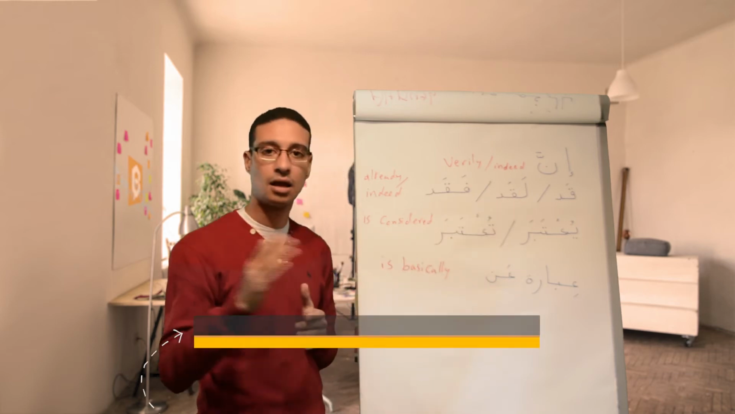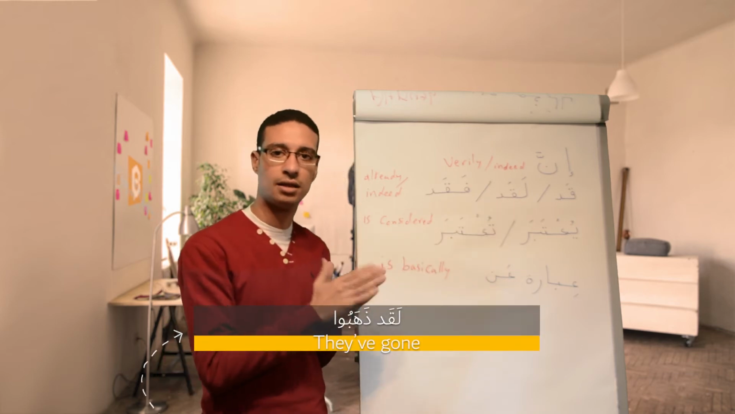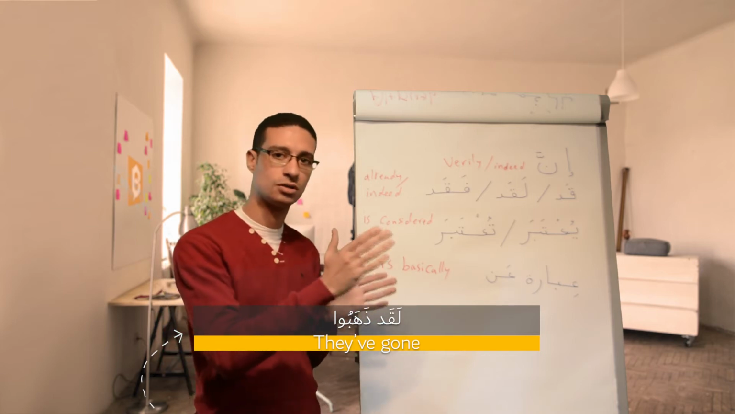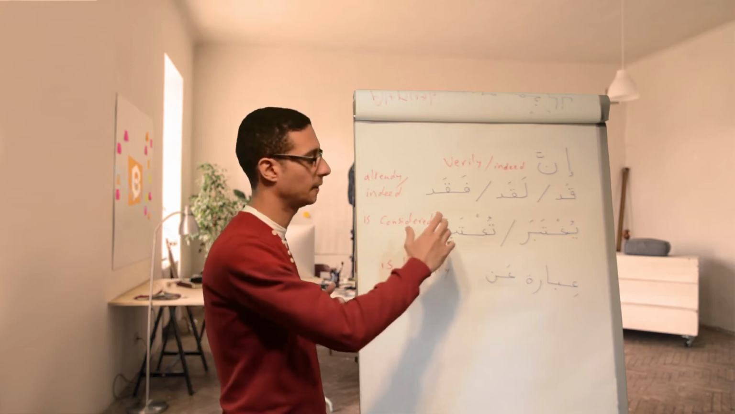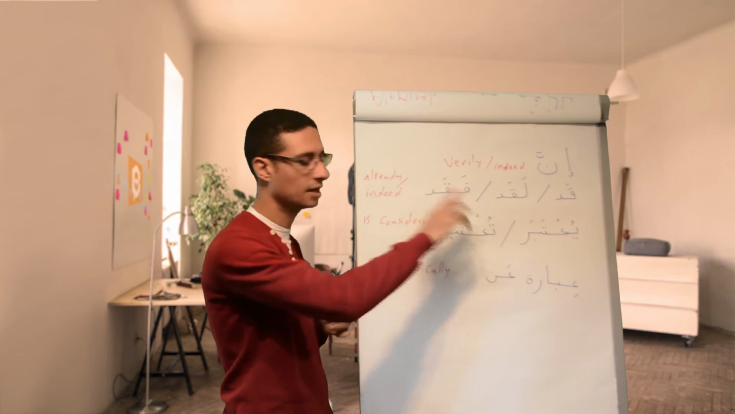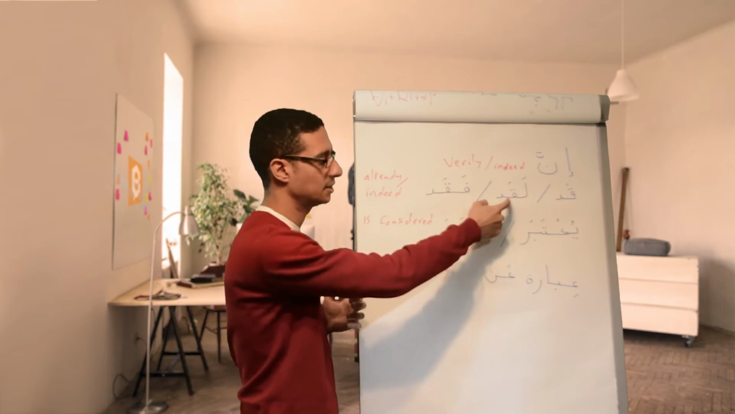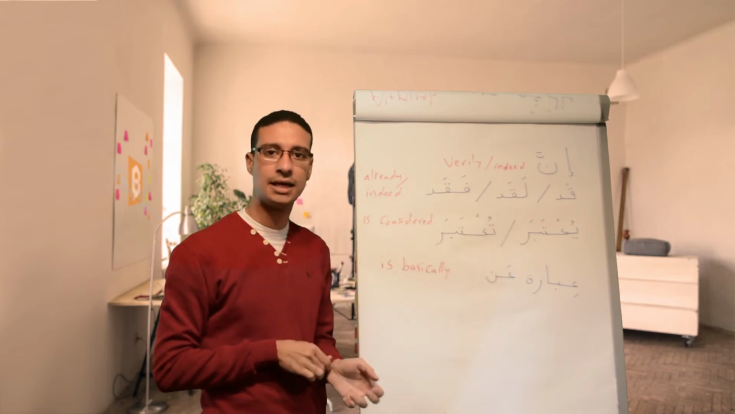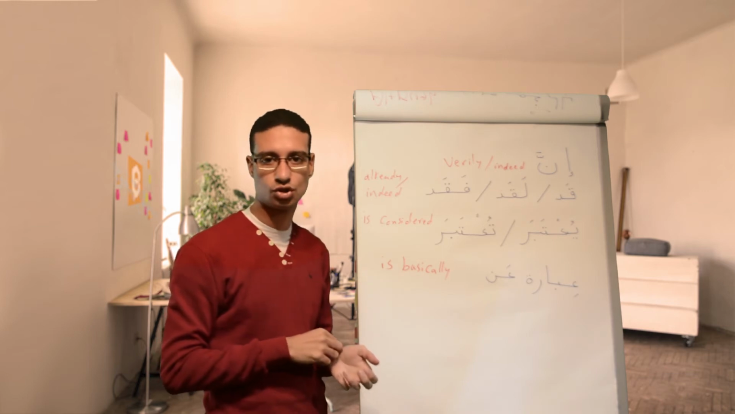Another example is لقد ذهبوا. They went, or they have gone, they already went. So basically we don't translate the لقد, we don't add it to the translation. So لقد ذهبوا, they just went.